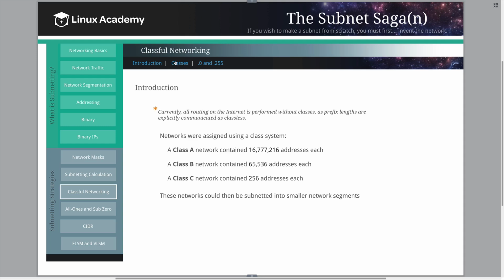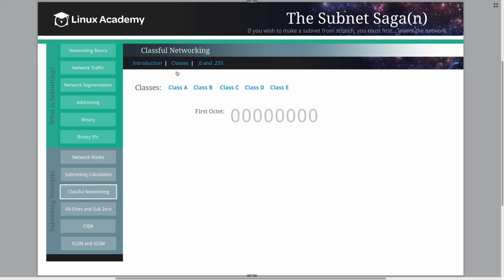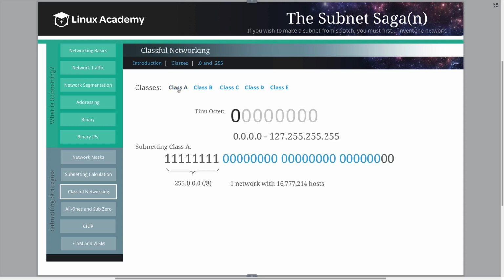So let's take a look at the classes. A Class A is defined as a 0 in the leftmost bit of the first octet, which is going to equal anything from 0.0.0.0, because it's all zeros, to 127.255.255.255, because above 127 would be a 128, and that would be a 1 in the 128 column here, and Class A is defined as a 0 here.